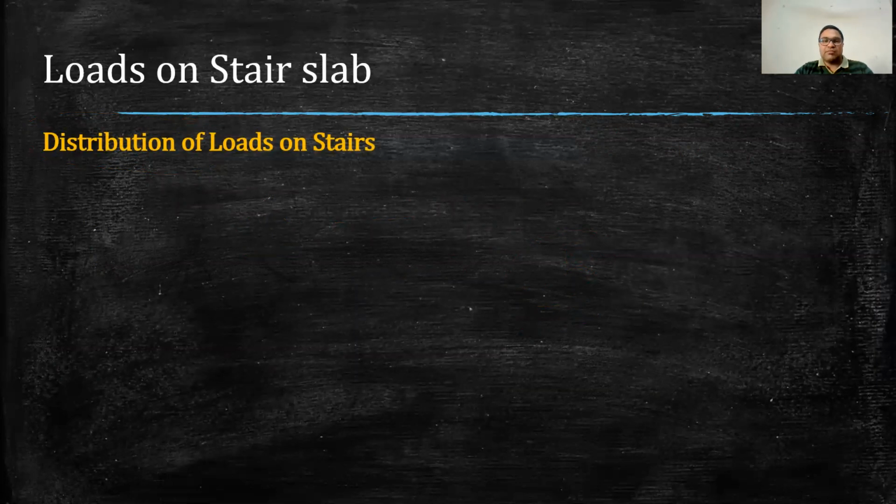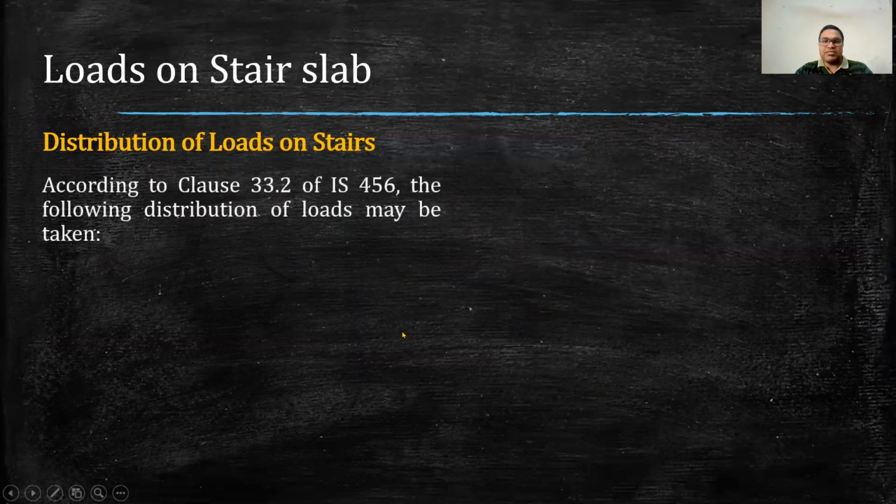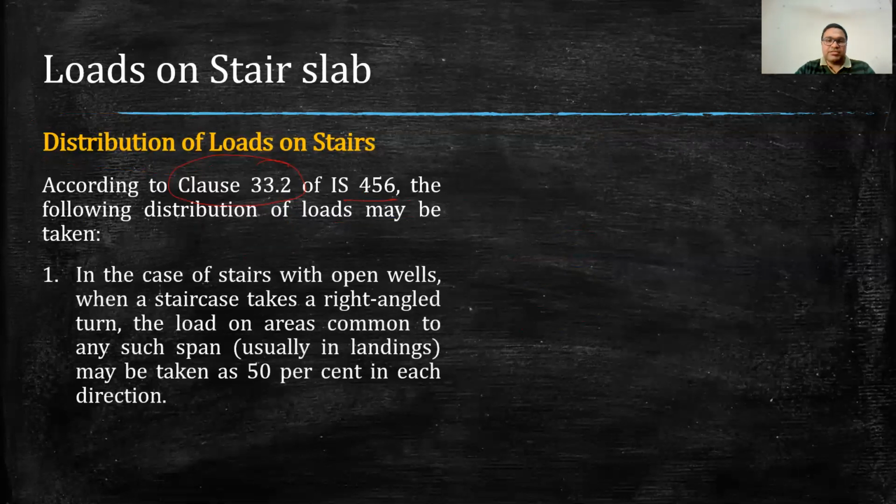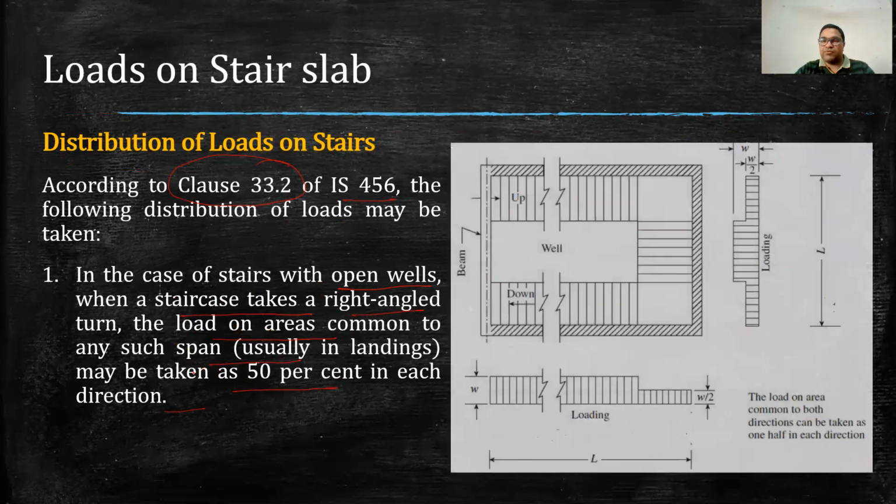Now we will discuss some very special cases of the load distribution in the staircase. For example, talking about the case of open well staircase, how load should be distributed is mentioned in clause 33.2 of IS 456. It is mentioned that when a staircase takes a right angle turn, the load on areas common to any such span, usually in landing, may be taken as 50% in each direction. I will show you that with the help of a diagram.